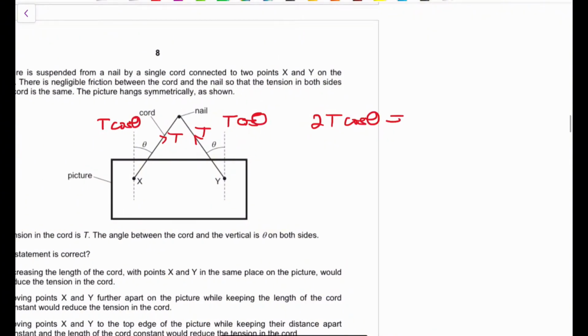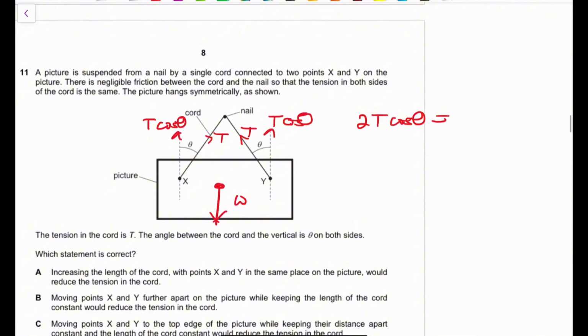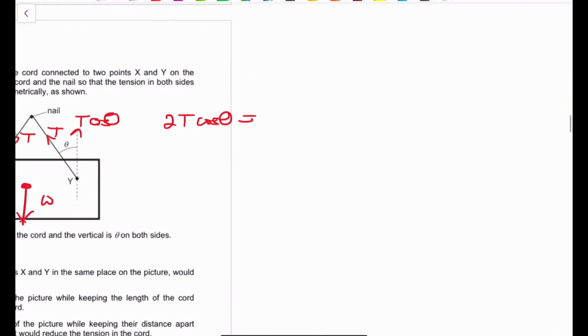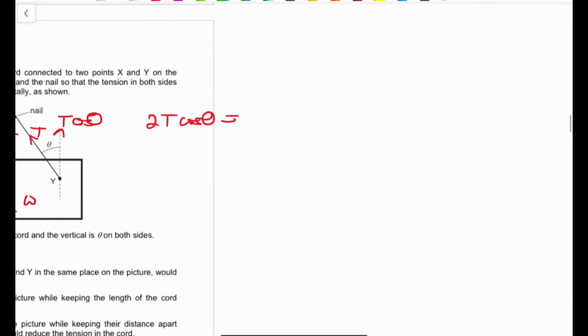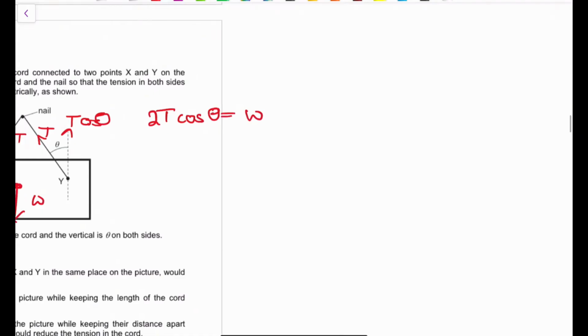And this is going to be equal to, this painting is going to have a weight, right? This picture is going to have a weight that will be acting down. And it's going to be equal to these two guys, which are going to be acting up. So you're going to get 2T cos theta being equivalent to your weight, right? So 2T cos theta is going to be equivalent to your W.